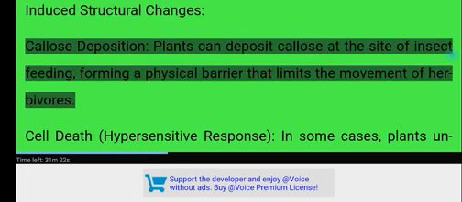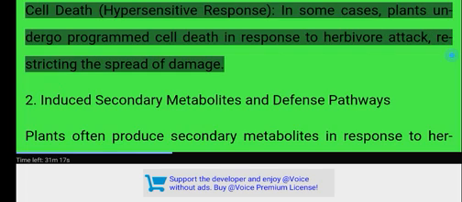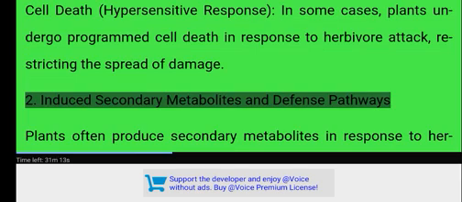Induced structural changes. Callose deposition. Plants can deposit callose at the site of insect feeding, forming a physical barrier that limits the movement of herbivores. Cell death, hypersensitive response. In some cases, plants undergo programmed cell death in response to herbivore attack, restricting the spread of damage. 2. Induced secondary metabolites and defense pathways.